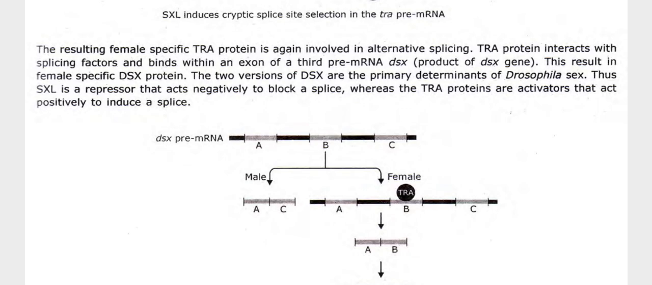The two versions of DSX are the primary determinants of Drosophila sex. SXL is a repressor that acts negatively to block a splice site, whereas the TRA proteins are activators that act positively to induce a splice.